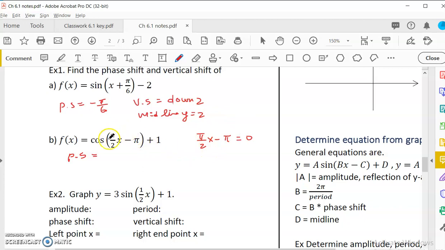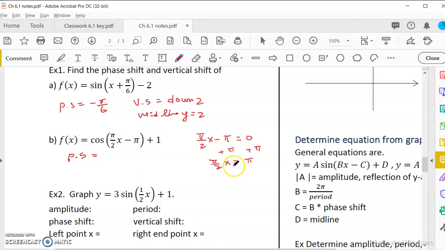It's very strange. You get the inside, solve it equal to 0, because this is the original starting point, the original left point of the phase shift. No phase shift means 0. Then I do plus pi. So this would be pi over 2 x equal to pi.